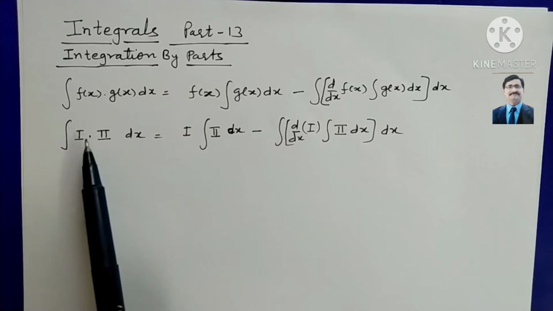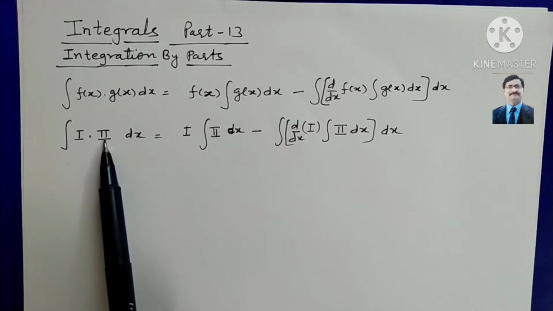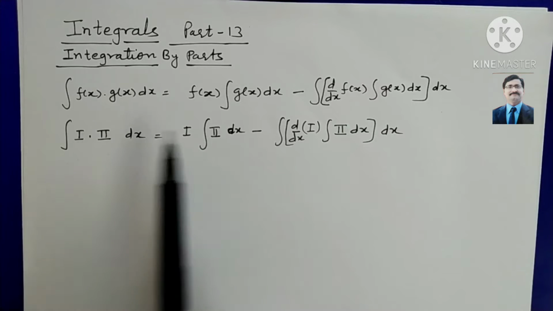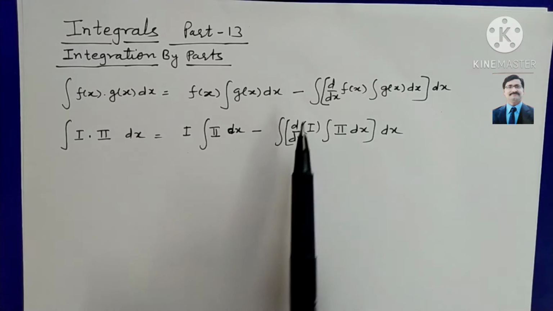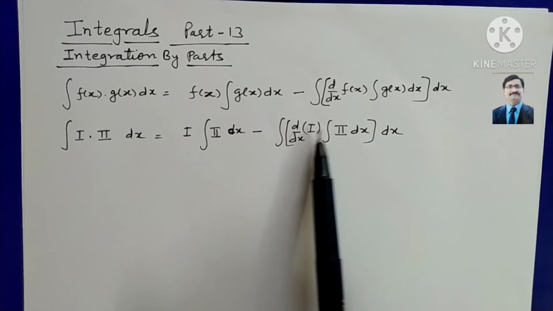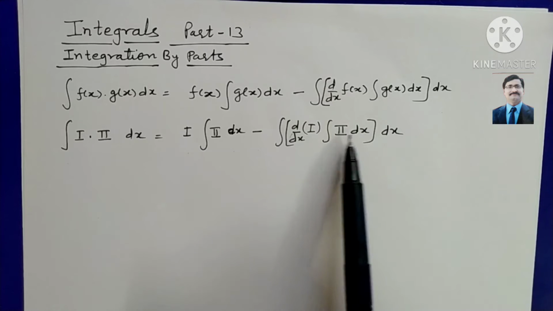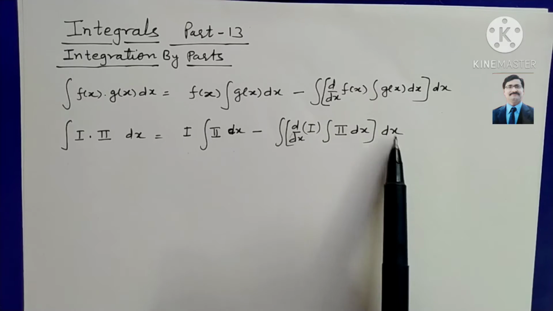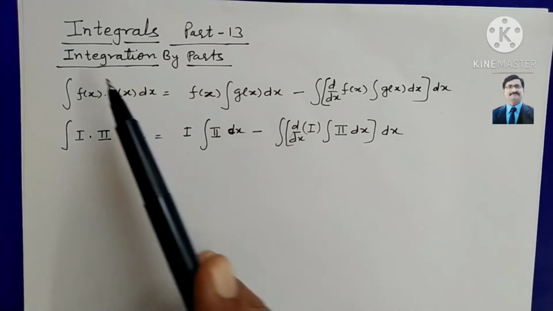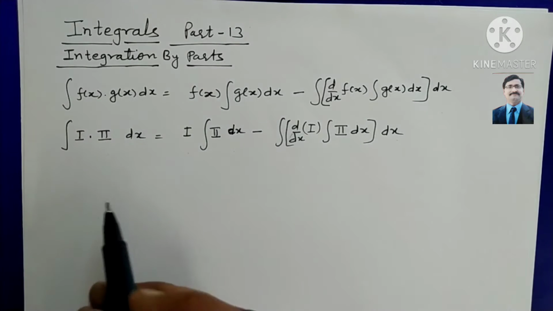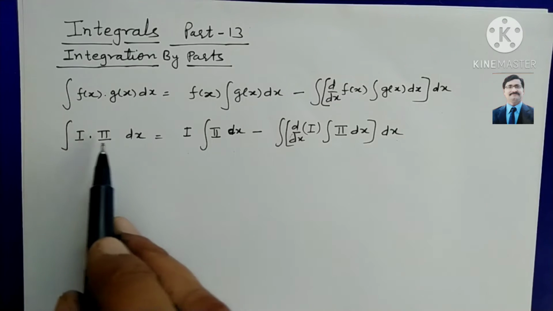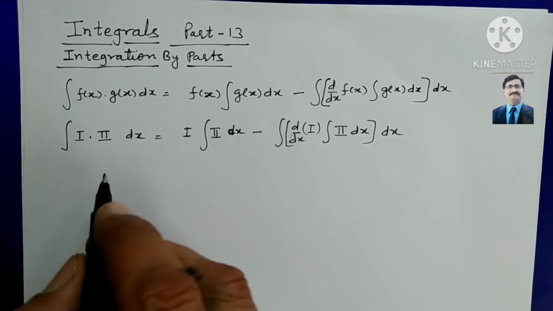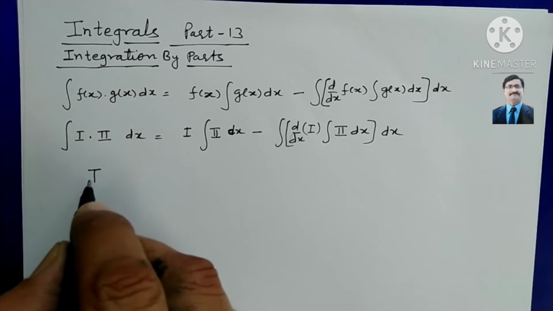Or we can understand in this way: if we have the integral of first into second dx, then we write first as it is, then integral of second dx, minus integral of differential of first into the integral of second dx, and whole dx, whole integral again we do. Do all of you understand this? So this method is called integration by parts. Now we have many functions, and from the many functions, what will be the first and second function? For that we will use a short method that is called ILATE.